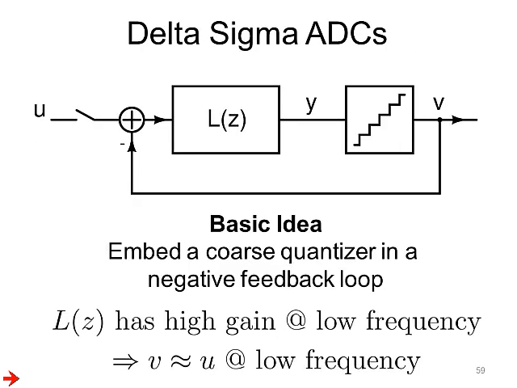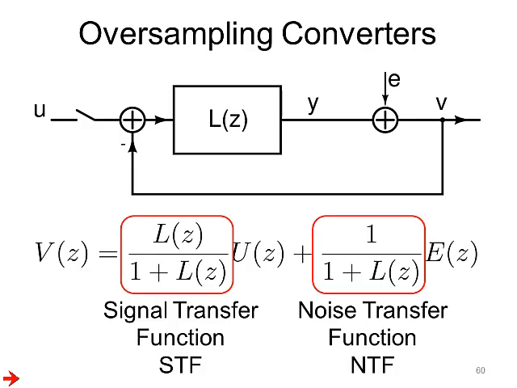The basic idea behind an oversampled data converter is to embed a coarse quantizer inside a negative feedback loop. If the loop filter L has high gain at low frequency, then negative feedback forces V and U to be close to each other at low frequency. If you do the math and represent the quantization error by E, we see that the output Z transform is L by 1 plus L times U plus 1 by 1 plus L times E.